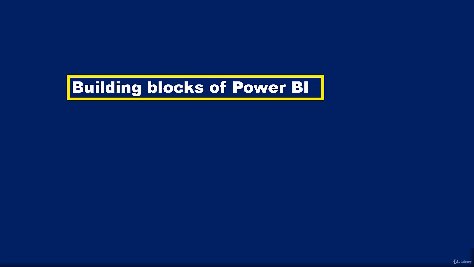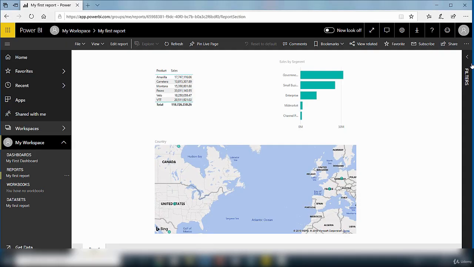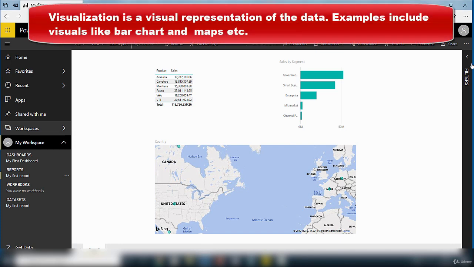I'm going to briefly explain the basic building blocks of Power BI. They are visualization, data sets, reports, dashboards, and tiles. So let me start with visualization.